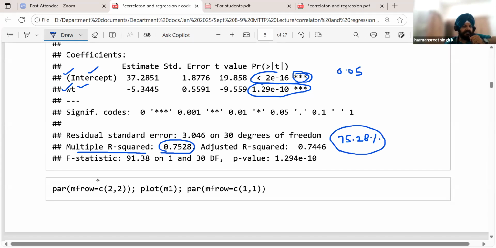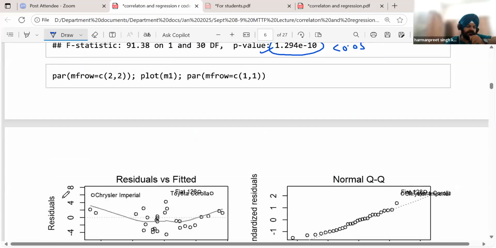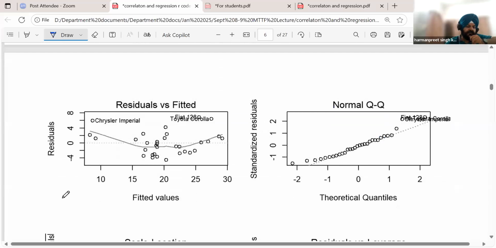Okay, so we can say that this model is good enough, and to cross check whether our overall model is good or not, we want this p-value to be less than 0.05. Okay, so that again satisfies some conditions. So now we have to test the assumptions, whether our model satisfies the assumptions or not.